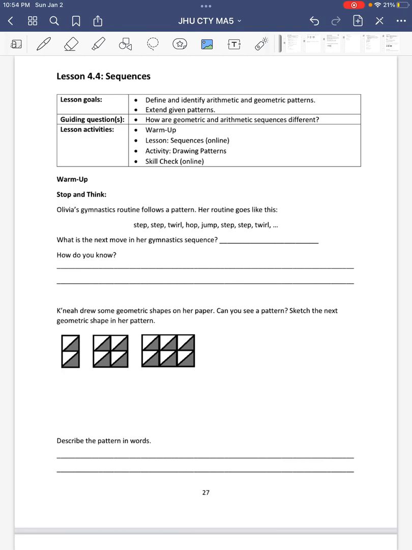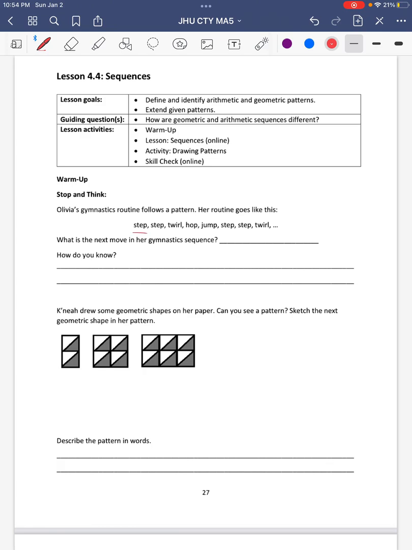Step, step, twirl, hop, jump. Step, step, twirl, hop, jump. So probably hop, then jump. But it says just the next move. So because it only asks for that, I'm not going to go above and beyond.